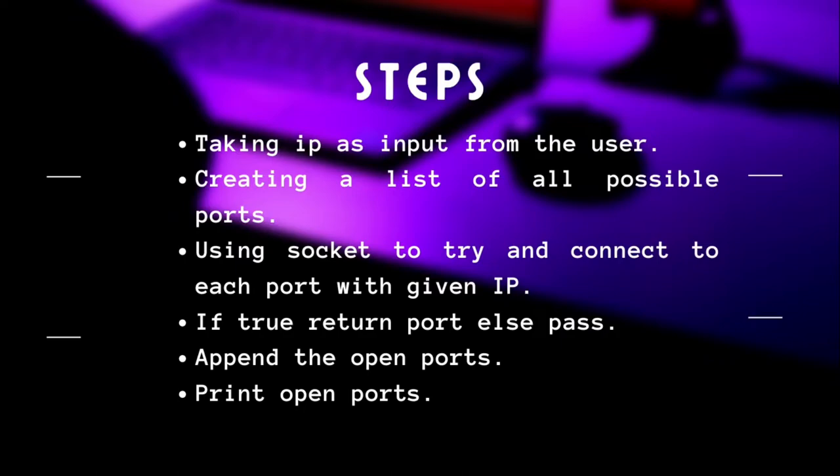So we are going to take an IP as input from the user. Then we're going to create a list of all the possible ports. Then we are using the socket module to try and connect to each port with the given IP or domain. And if it's true, then return the port, else pass it. Now, the next thing we want to do is append all the ports to another list and then print all those ports onto the terminal. Now let's jump onto the coding part.